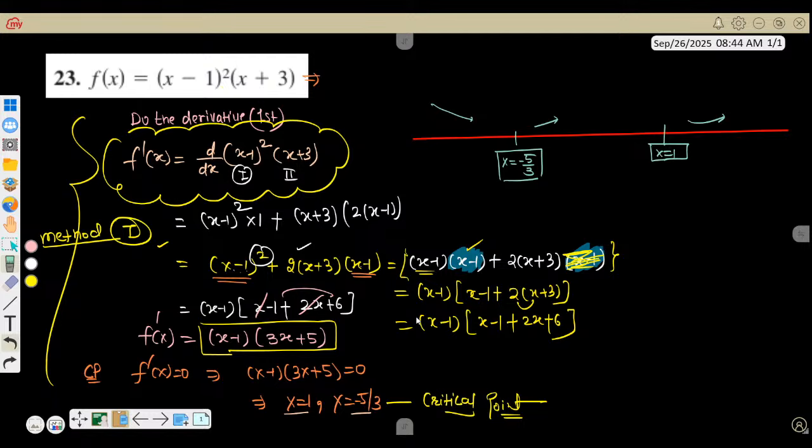Wait a second. This is question number 23, right? Okay. So what do you want to put inside the function? Critical point or something else?